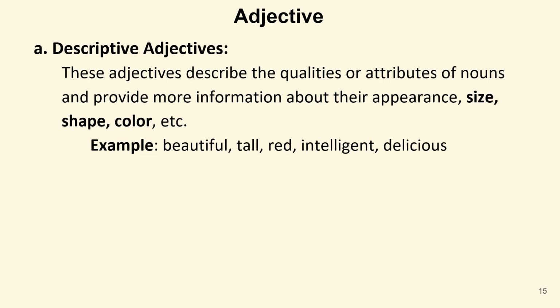Now, as I told you before as well, the descriptive adjectives are the adjectives that actually tell us the quality, shape, size, color of a noun. Now, the adjectives describe the noun. So, it describes the qualities or attributes of nouns and provides more information about their appearance, size, shape, color, etc. For example, beautiful, tall, red, intelligent, delicious. So all these are descriptive adjectives.